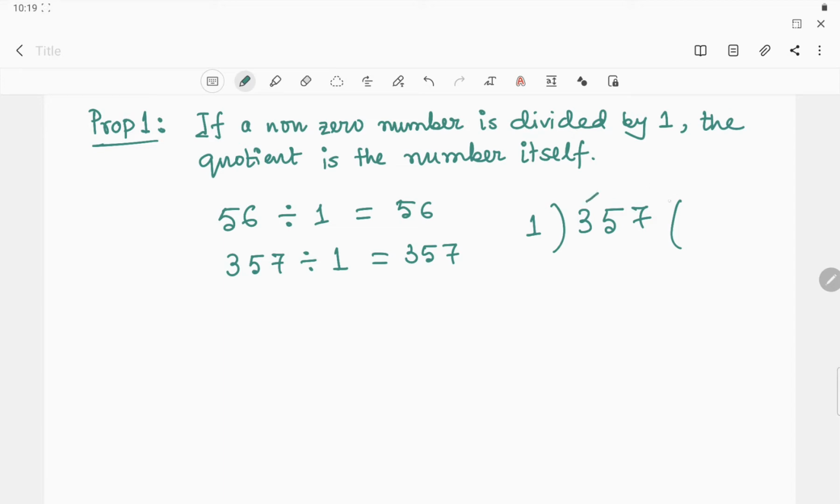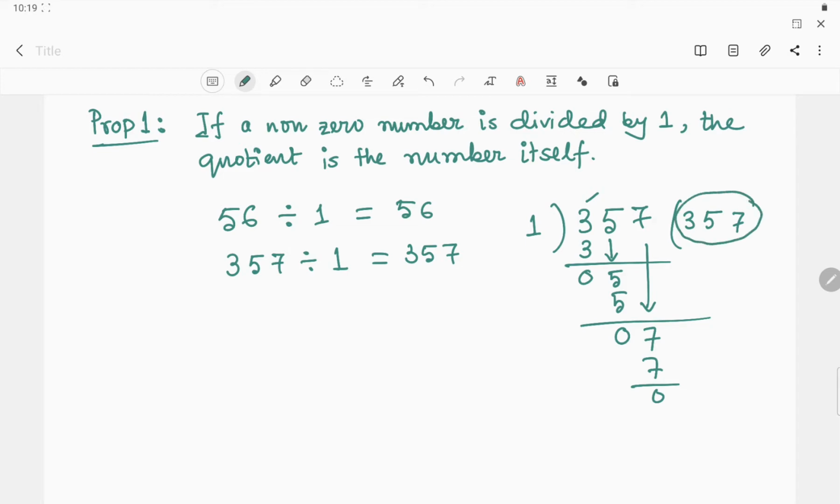At first you have to take 3. So 3 ones are 3. You will get 0. Now bring down 5. So 5 ones are 5, you will get 0, and bring down 7. 7 ones are 7, and you will get 0 as remainder. So what is your quotient? 357. That means if you divide 357 by 1, you will get the number itself. Okay, it's very easy, and you have to remember this property.